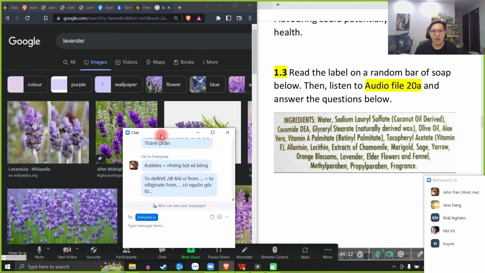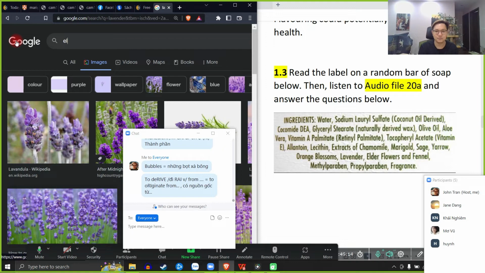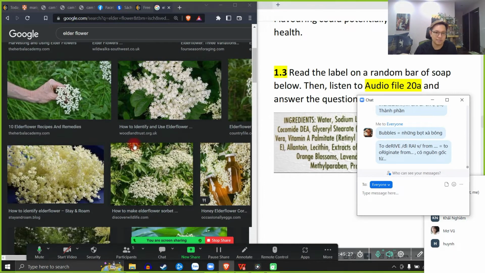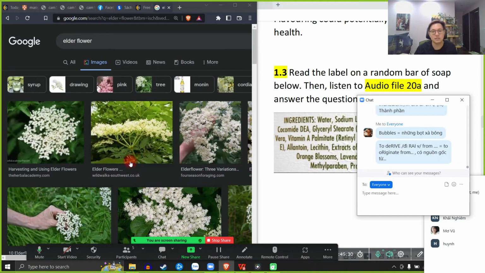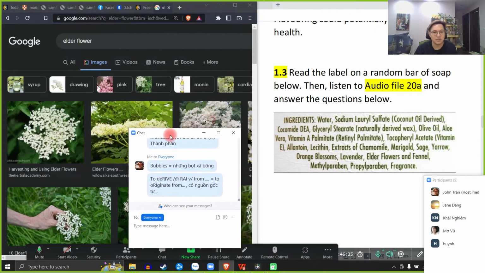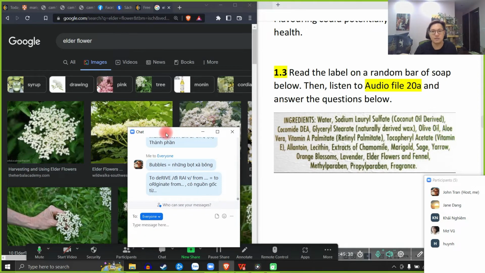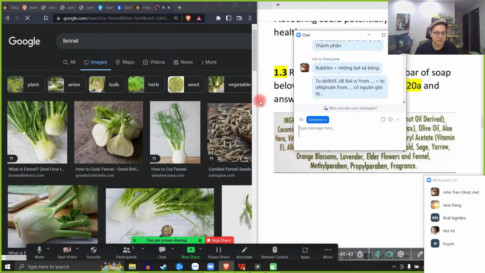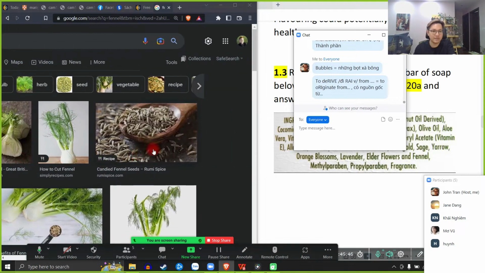This one, lavender. We have elderflower. Elderflower is this one. Cái cây này nó có một cái mùi hương khá là đặc biệt. This plant has quite an interesting smell và nó giúp giảm sốt cao. Elderflowers are good for fever. Fennel. This is fennel. Cái hạt mà giống như hạt thì là, fennel. It's fennel seeds.